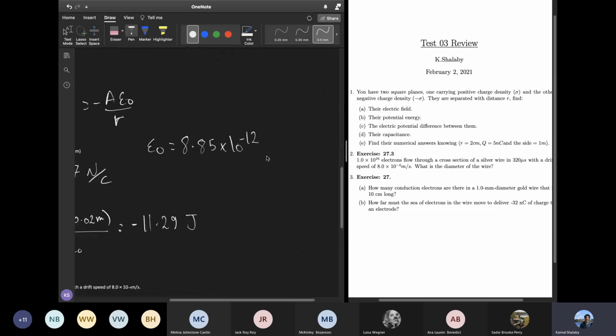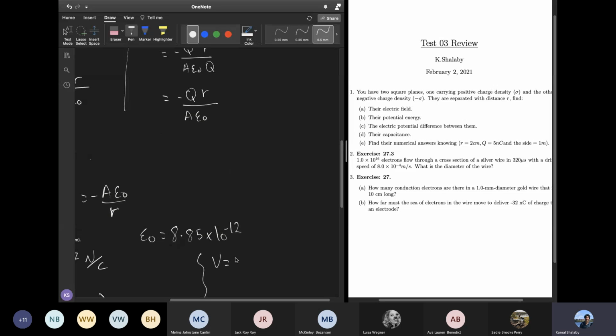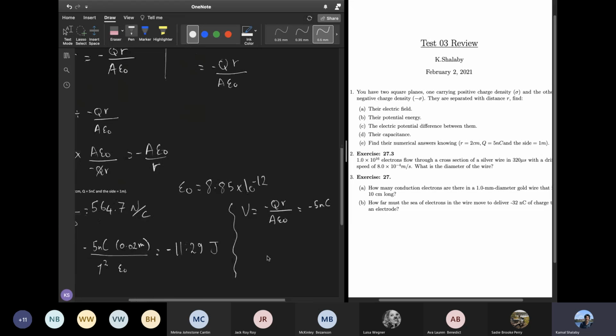Okay, so let's find the V. The V is equal to negative QR over A epsilon naught, which is equal to, again, negative 5 nanocoulombs. What's the difference between these two? Okay, well, I made a mistake. This should be squared.